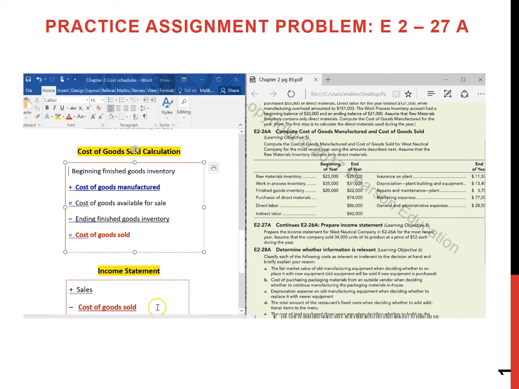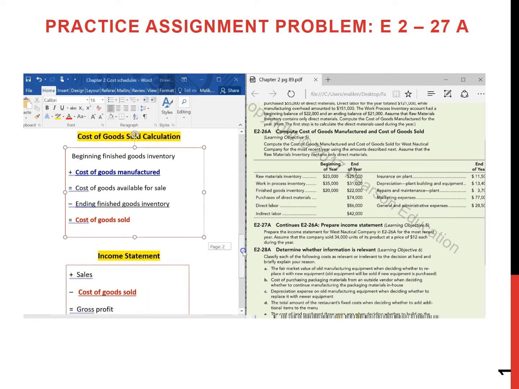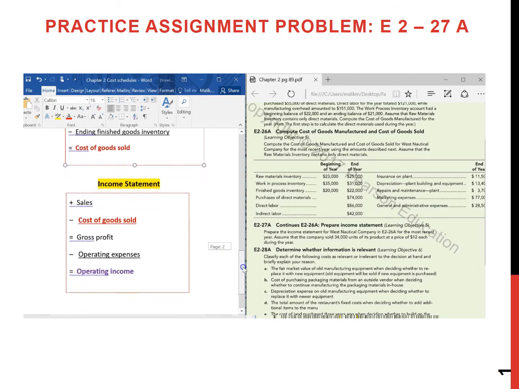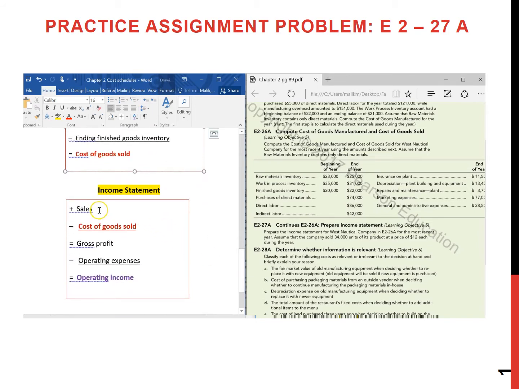So our income statement will look like this. Our income statement will look exactly like this. We will start with our sales, we will subtract our cost of goods sold, and this is how we will get gross profit. So gross profit is the difference between sales and cost of goods sold. Again, there is a typo here. And then we will subtract our other expenses, and those expenses are usually called operating expenses.